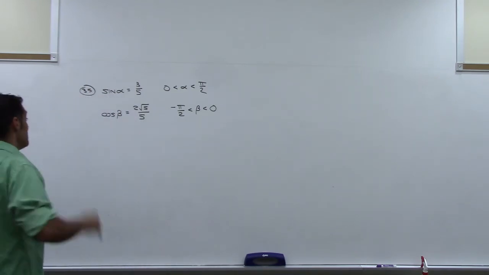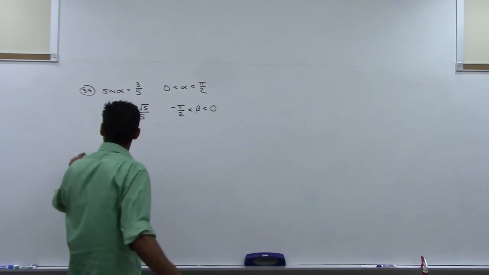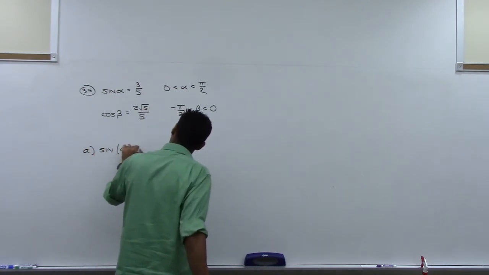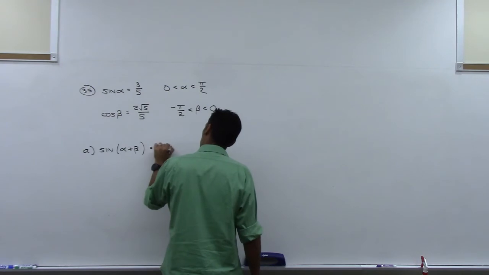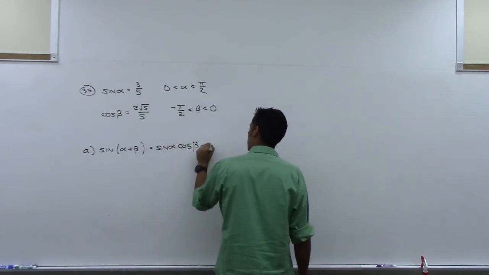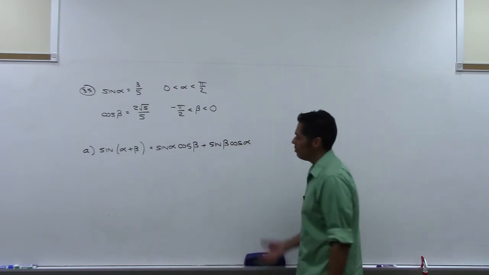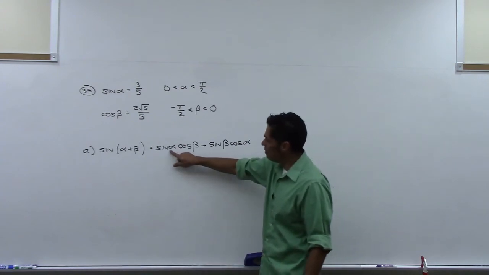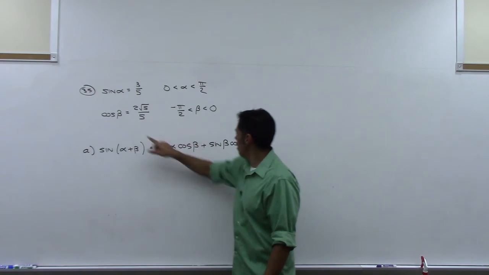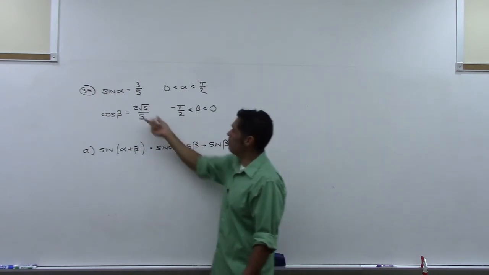So what I'm going to do is I'll probably do just one of these and then let you do the rest. Let's try and find sine of alpha plus beta. So this is going to be sine of alpha cosine beta plus sine of beta cosine alpha. All right, so in order to do the problem, I need to know what sine of alpha is, which I know. I need to know cosine of beta, which I know. I need to know sine of beta, which I do not know, and I need to know cosine of alpha, which I do not know.